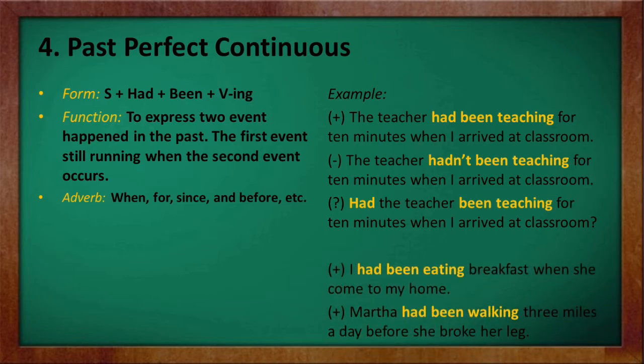Another example is I had been eating breakfast when she came to my home. Okay, when she came to my home, I had been eating. And the last example is Martha had been walking 3 miles a day before she broke her leg. The first event is Martha had been walking 3 miles a day, and the second event is she broke her leg. Okay, this is about the past perfect continuous tense.